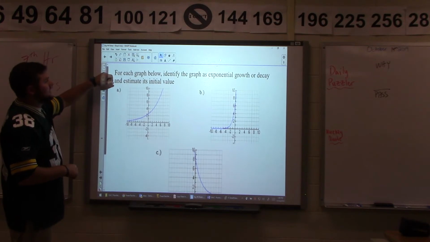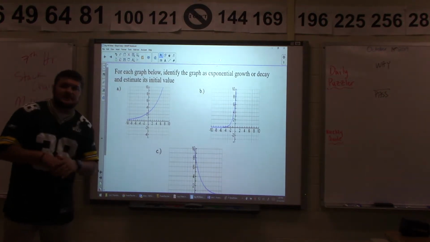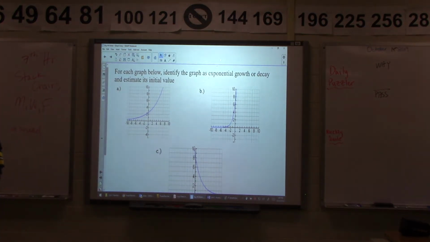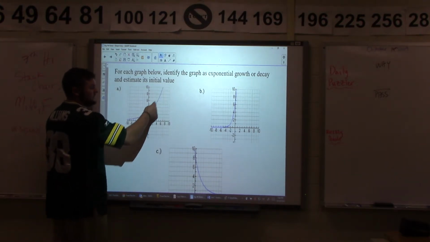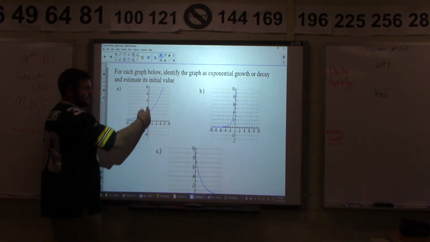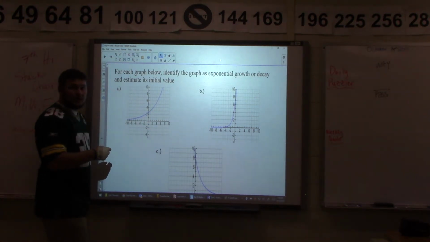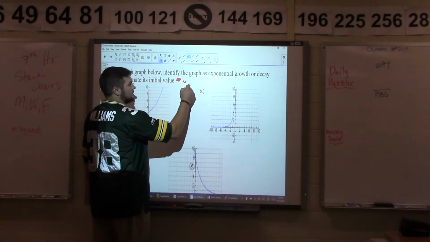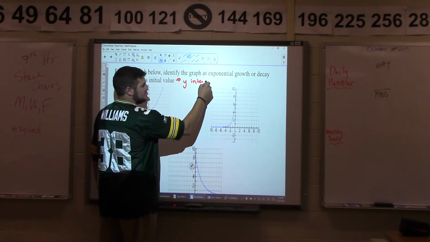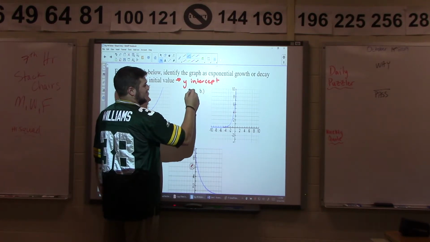For each graph below, identify it as growth or decay, estimate its initial value. Well, here's a hint. Initial value is when we cross the y-axis, when x equals 0, otherwise known as our y-intercept. So initial value is our y-intercept. Right? It's when x equals 0.